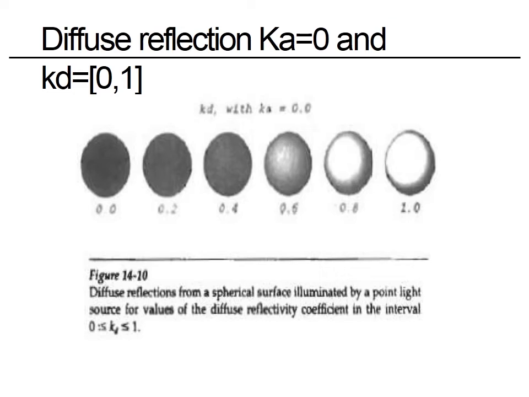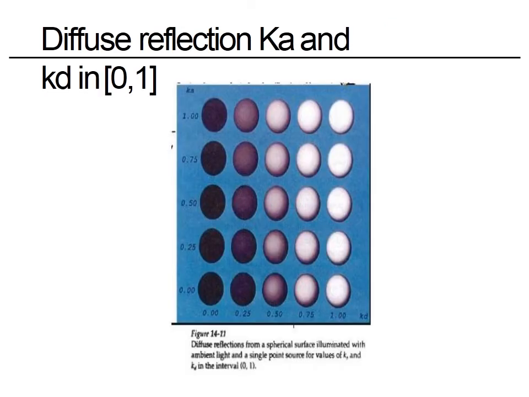In addition, many graphics packages introduce an ambient reflection coefficient. So in the before formula, Ka and Kd depend on surface material properties and are assigned values in the range from 0 to 1. So from the figure we can easily find out the various values. Here we have another example of diffuse reflection from a spherical surface illuminated with ambient light and a single point source for values of Ka and Kd in the interval 0 to 1.